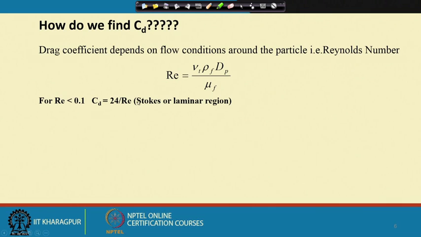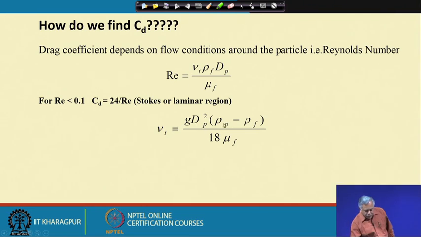There, C_D is equal to 24 by Re, and we can replace the value of Re in that equation. If we put this value of Re into the previous equation, we get the final equation for the settling velocity of a particle: V_T is equal to g d_p squared (rho_p minus rho_f) divided by 18 mu_f. But please remember that this is for particles which follow the Stokesian condition.